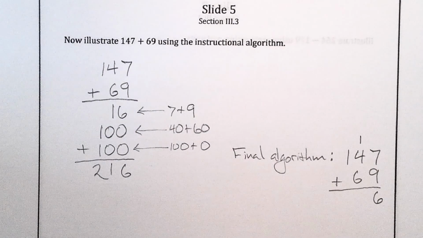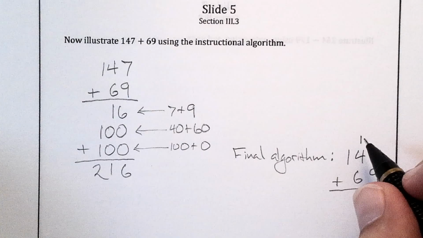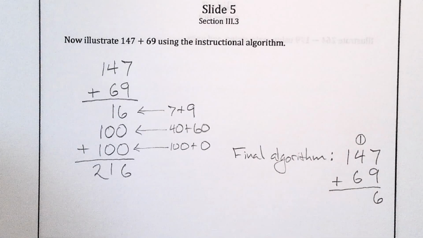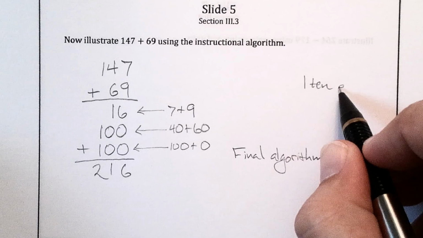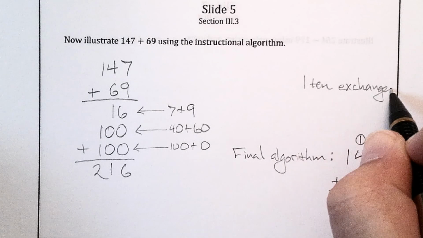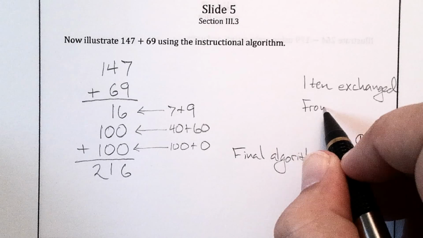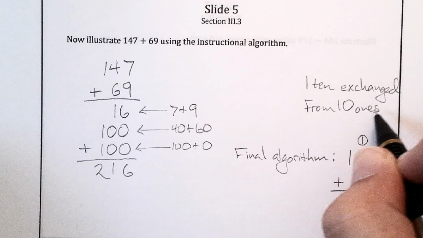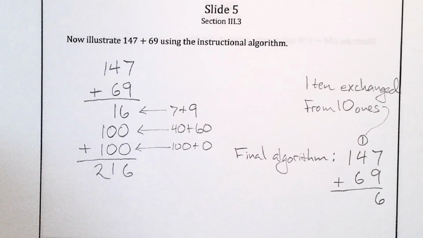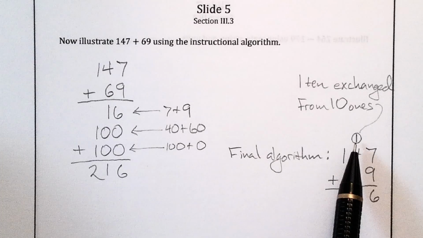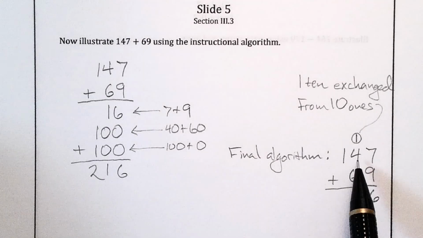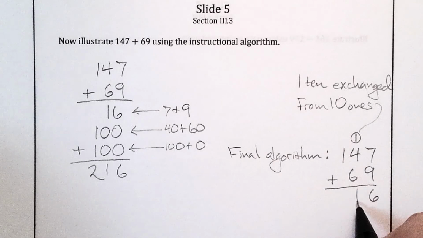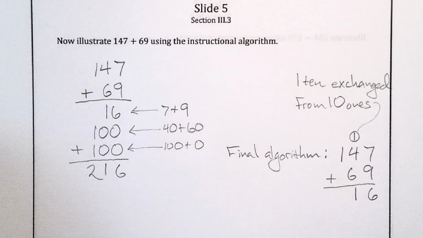So this little 1 here, what is that? That is the 1 10 that was exchanged from 10 ones. So if a student were to ask you, what does that 1 mean? That's what you would say. And then let's see, we have 1 10, 4 tens, and 6 tens. That gives us 11 tens. So I'm going to keep 1 10 there, but 10 of those tens I'm going to exchange for 100. And then 100 plus 100 is 200.